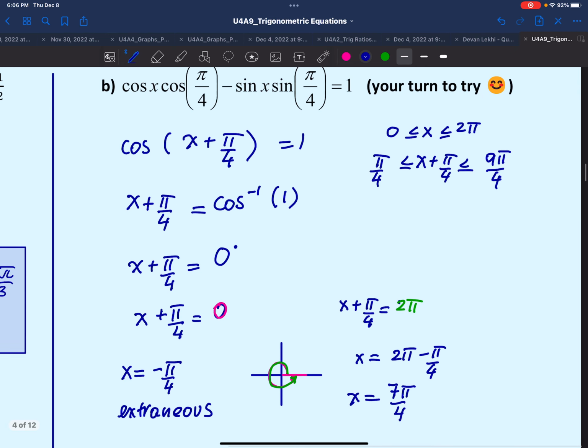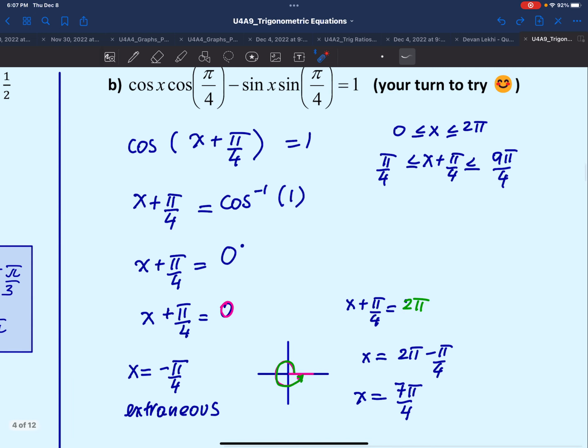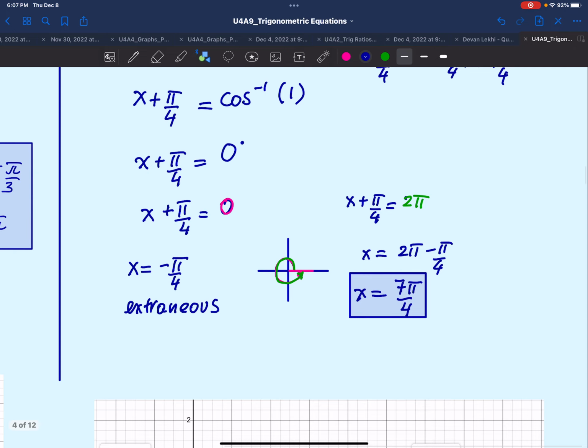And 7 pi over 4 would be the solution for x. 7 pi over 4 is within the domain of x, and 2 pi is within the domain of x plus pi over 4. So you can see how they work harmoniously. So there goes the only solution we have, x equals 7 pi over 4.